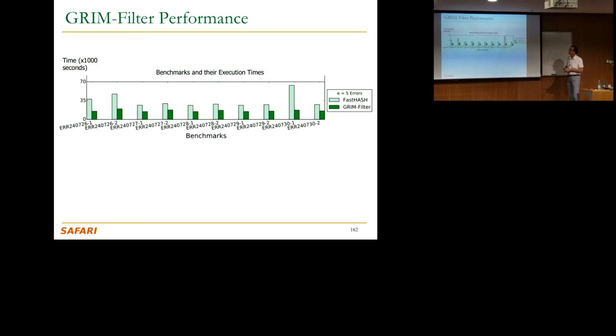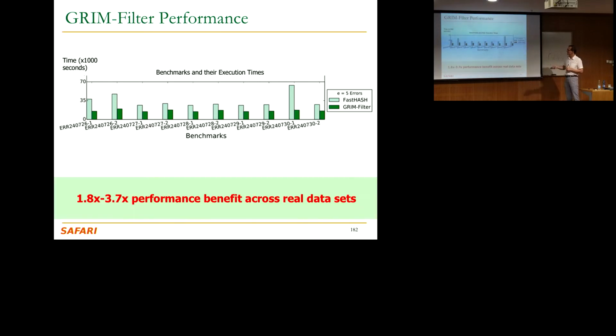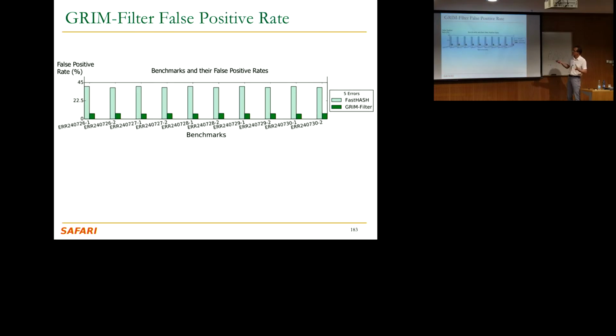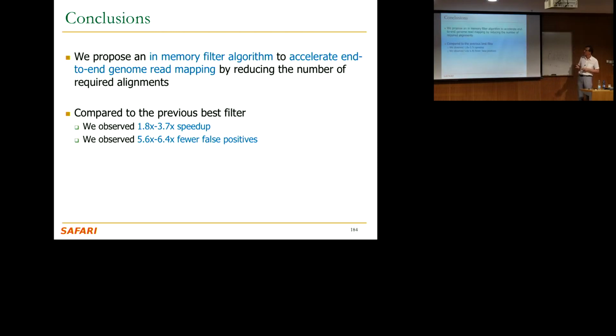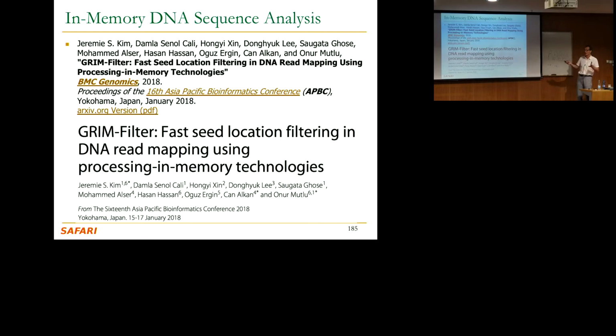And these are some results. This is the performance that we have. I don't think this is really optimized enough. I believe we can get up to 10x here. I don't know how, but I think we can optimize it better. But we got basically 1.8 to 3.7x across real data sets. And these are real genomes. And because we actually changed the filtering algorithm, you also improve the false positive rate, but we don't need to get into that over here. Okay. So that's one example application.